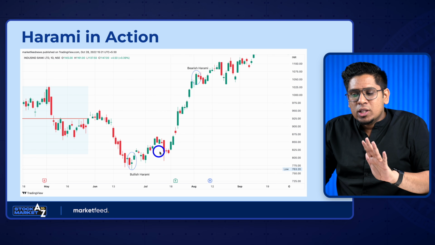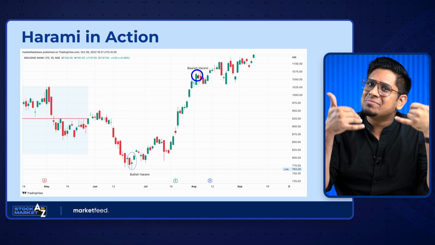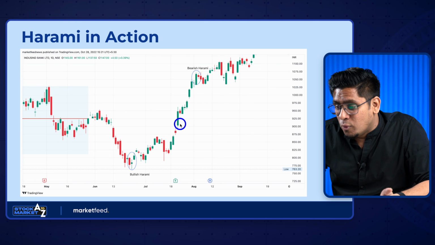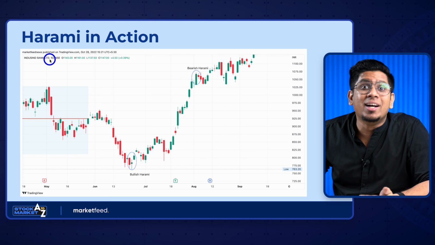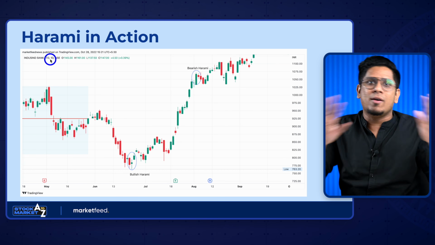What would have happened? The stop loss wouldn't have been hit and you would have gone up and up and up and you would have made money. Amazing. Cool. Now you can see a bearish Harami pattern here. Obviously the market is in an uptrend. The instrument is again IndusInd Bank and the time period is 1 day here. I've taken a different time period so that we can learn everything, right?